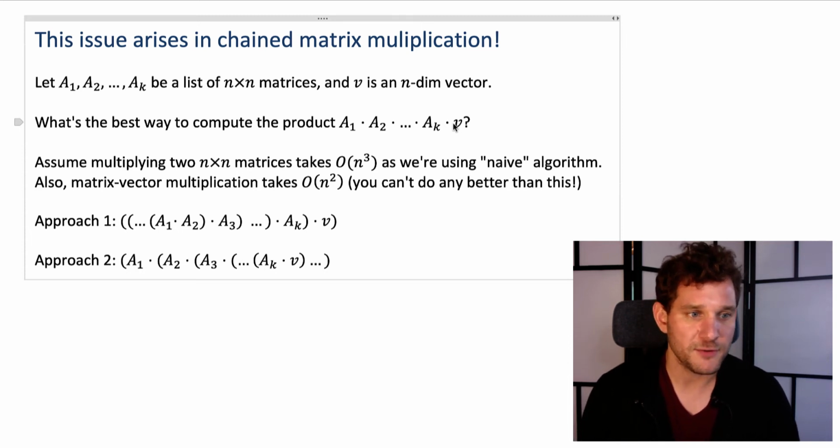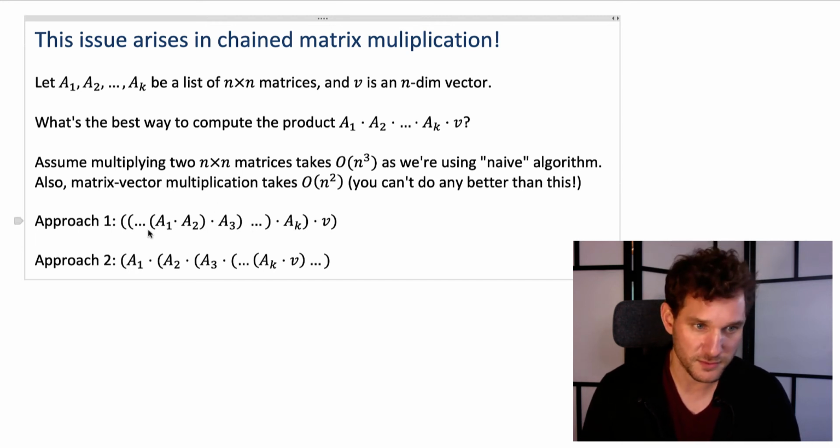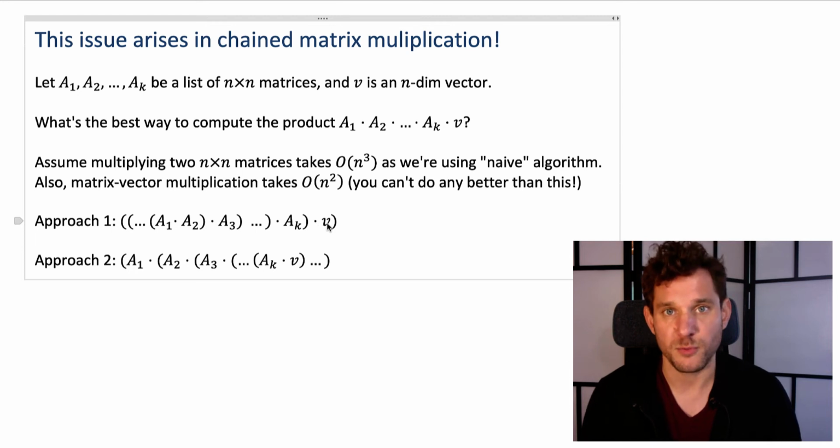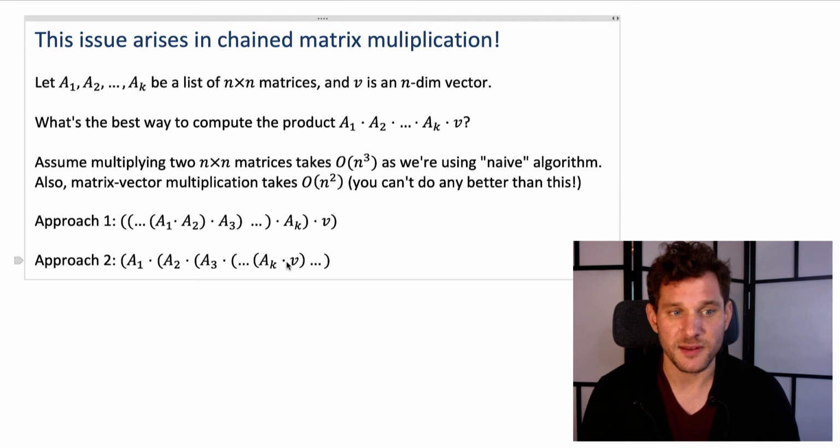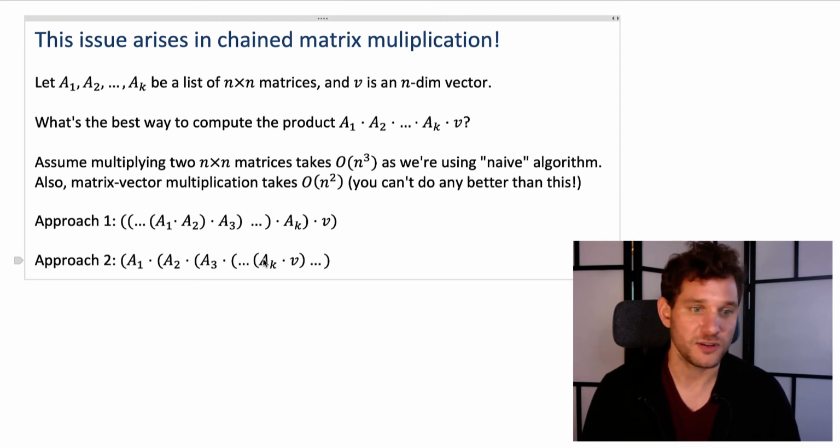If you go with approach 1, you first multiply A1 times A2, then multiply that by A3, and then by A4, and so on and so forth. You end up multiplying the first k matrices together, and then you do the vector product at the end. The alternative is you take AK times V. That's a matrix vector multiplication. Then you take AK minus 1 times that, which is again a matrix vector multiplication, and so on and so forth. Those are the 2 methods you could use.